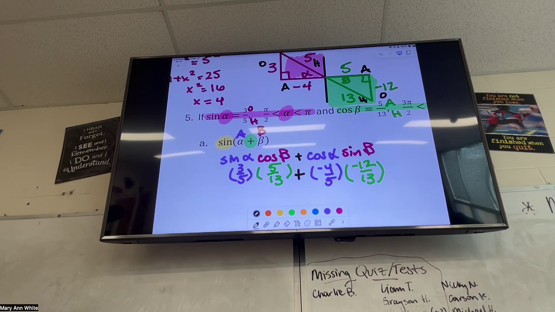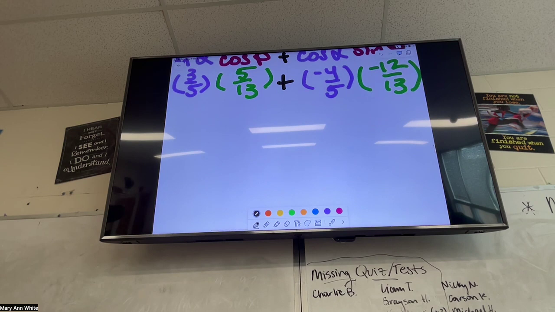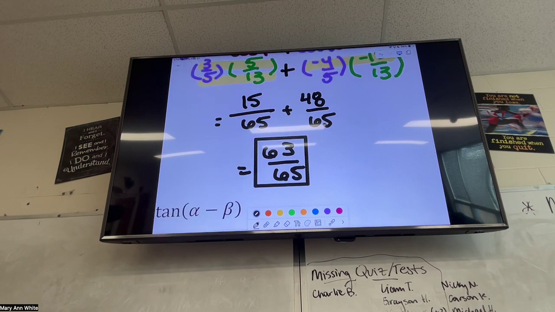Okay, now you just have a bunch of fractions. This is like algebra 1 stuff. Can you multiply those fractions and then add them together? Sure can. 3 times 5 is 15. 5 times 13 is 65. Then -4 times -12 is 48, and 5 times 13 is still 65. Can you add those two fractions together? With ease. 63 over 65? That's your final answer. That was like 16 steps.